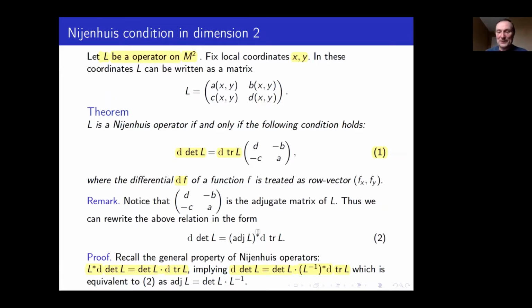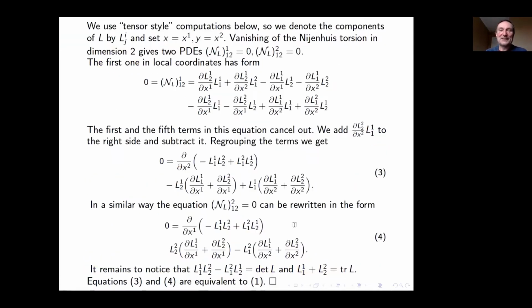If you look at my next slide, you will see the proof written, I would say, in tensor form. We use here the standard tensor notation, L^i_j, with coordinates which we denote x1 and x2, and you can read this proof at home.